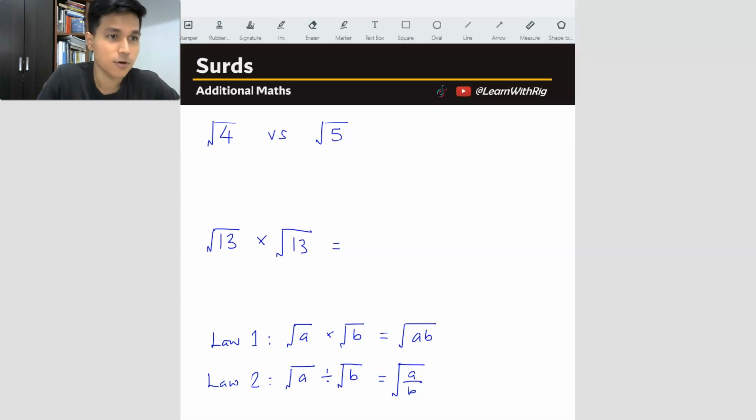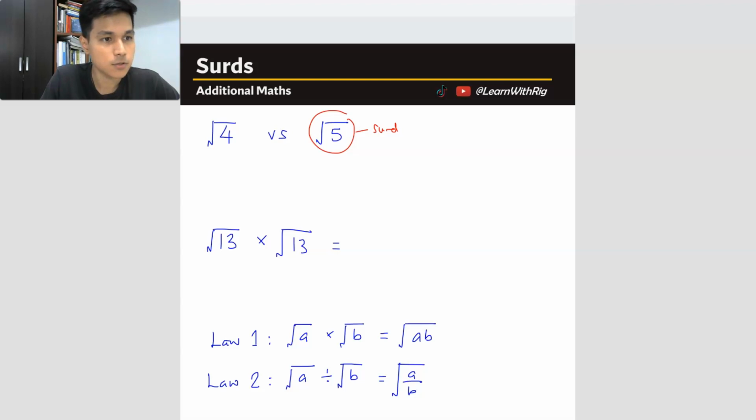So first of all, what is Surd? If I give you this comparison here, square root 4 and square root 5, which of these is Surd? Well, this will be Surd. Because square root 4 will end up becoming 2, or plus minus 2. So you can actually solve this. So when you can solve this, it becomes a root.